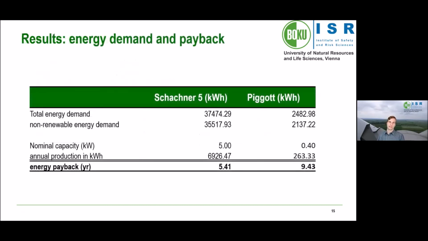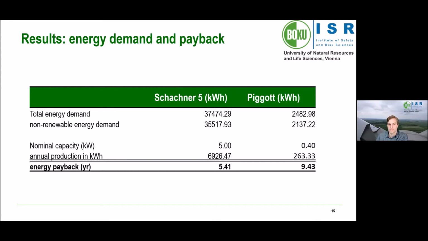If we look at energy payback time, that's quite okay, with 5 and 10 years respectively. So that's more or less acceptable. Could also be better, but the 5-year is also for other energy systems, this would be acceptable.